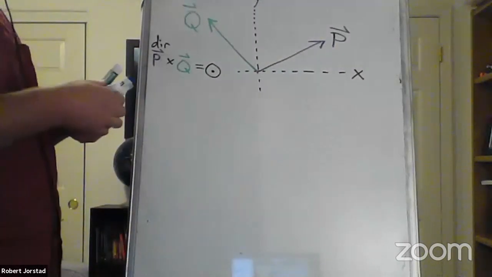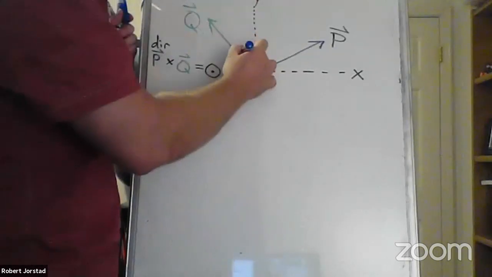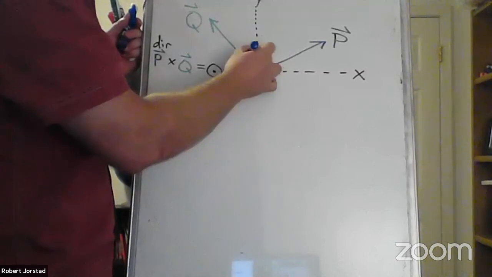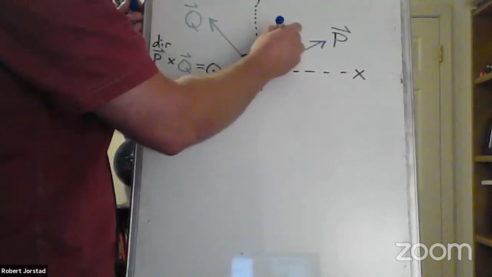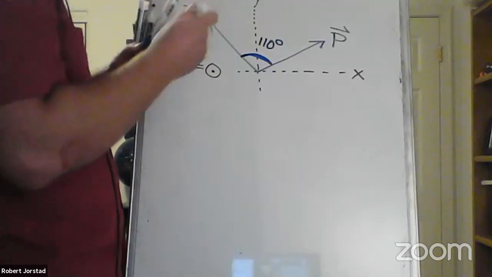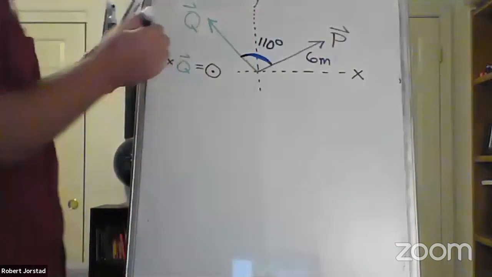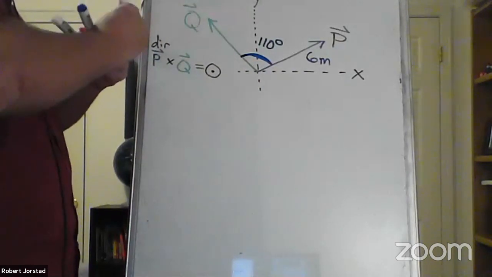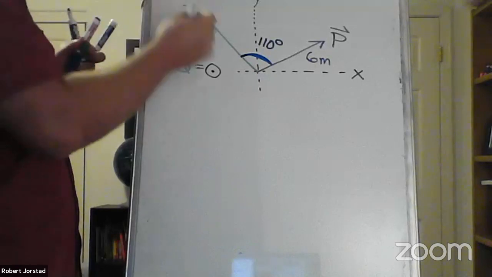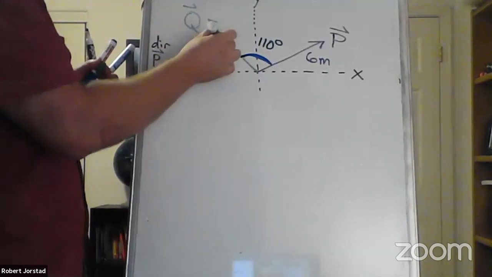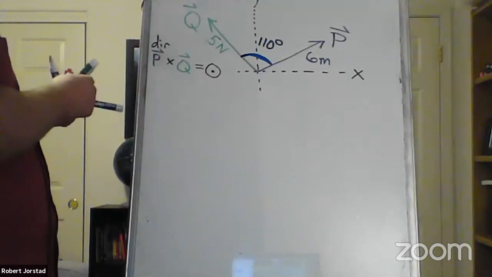Now what we could do is, let's just estimate these things. That to me kind of looks like about, let's say that's 110 degrees. And let's say this magnitude was 6 meters. And let's say this over here was 5 newtons. So how would I get the magnitude?